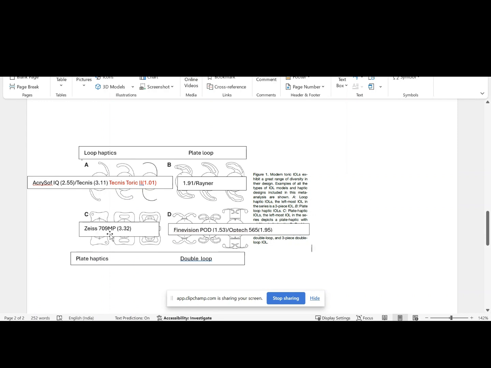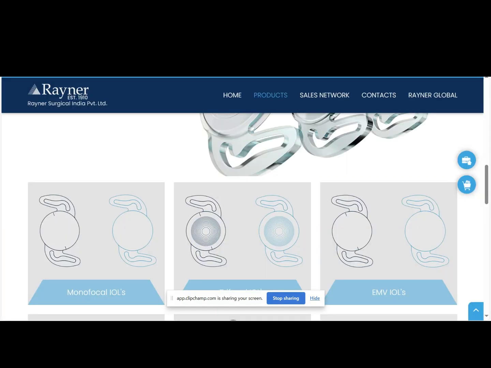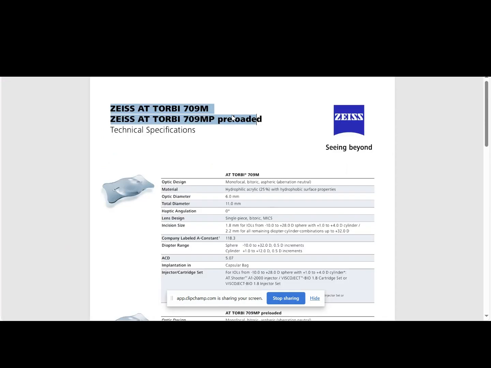Zeiss 709 MP belongs to this category. They had a mean rotational stability loss of 3.32 degrees. Now this is important because you know that 1 degree of rotation leads to a 3.3% toricity loss. Remember, the 51 studies' average mean absolute rotation was 2.36 degrees. So on average, you have about 7% toricity loss with an IOL, right? So with group C, which has the plate haptic lens, of which the Zeiss 709 MP, for example, is a design. Let me show you the design of this lens, the 709 MP.